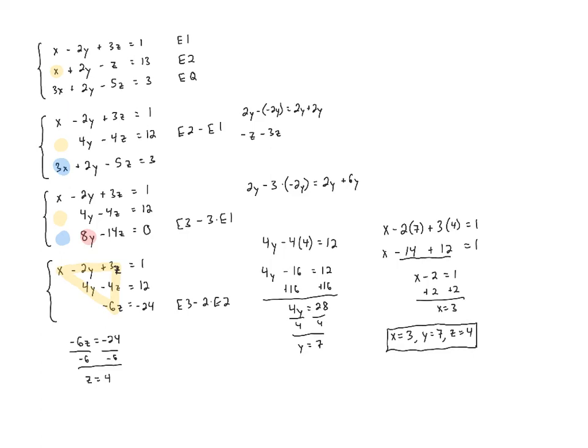Sometimes we will write these as ordered triples when it's x, y, and z. So we can write (3, 7, 4). Either of these gives us our solution. x equals 3, y equals 7, and z equals 4.